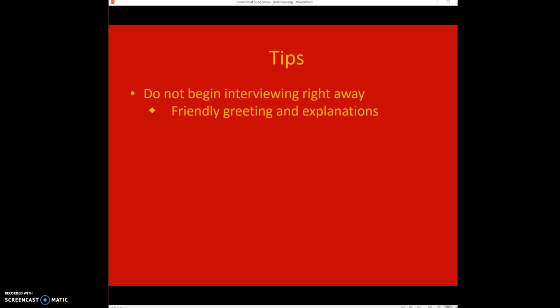A few other tips. Don't begin the interview right away. Take some time to get to know this person, especially if you're going to ask them some difficult questions. Provide some kind of friendly greeting. Explain to them what's going on, why it's important to participate, what your role is, and what you're going to do with this information.